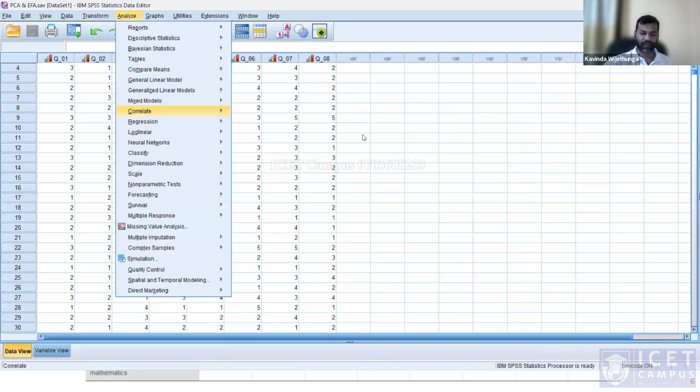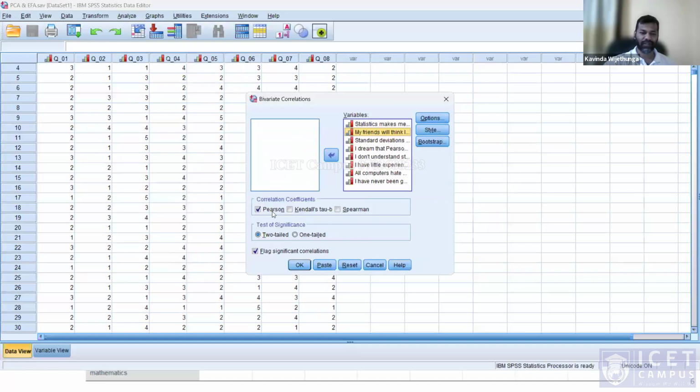Options. We can calculate, yeah, style. So no need to change those things. We just have to find Pearson's correlation. Then here, it's set to flag significant correlations. Yeah. Then this is the output. So this is the output, so you can see the correlation.